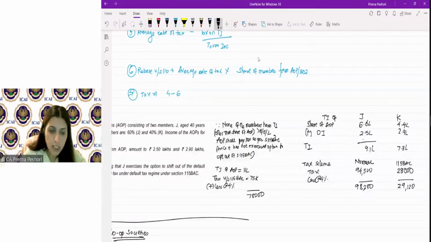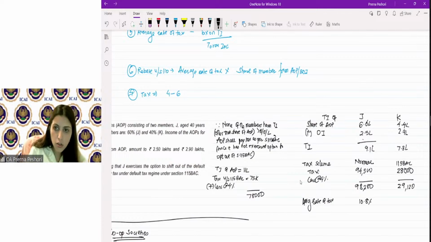Then what will be my rebate? First, I will calculate the average rate of tax. Okay, what is the average rate of tax? So average rate will be 98,280 divided by total income of 9,10,000. So 10.8%. In the case of K, it is 3.99%.